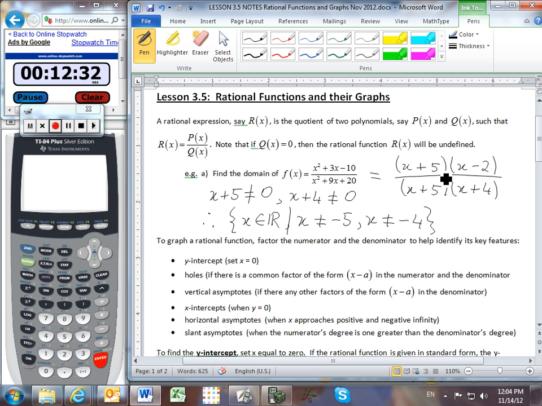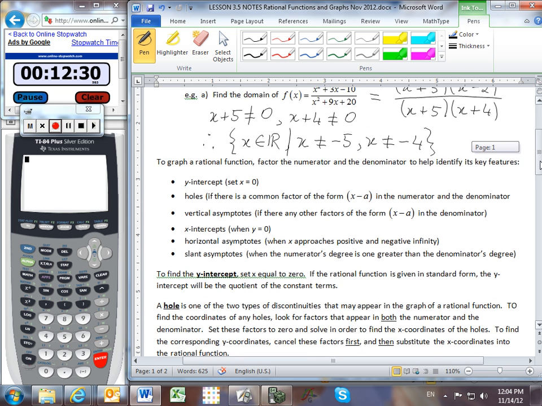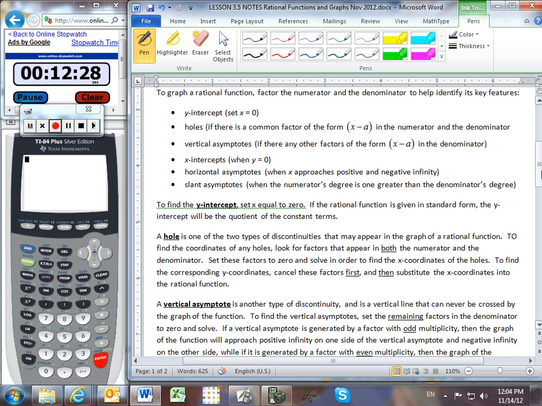Now, in order to graph a rational function, which is a fraction between two different polynomials, we'll want to factor the numerator and factor the denominator, and that will help us identify 6 possible key features. I should mention that only one of these last two features can happen at once. So the graph will either have a horizontal asymptote or it will have a slant asymptote. But we'll look at that later. Let's talk about how to find each of these different pieces of information.